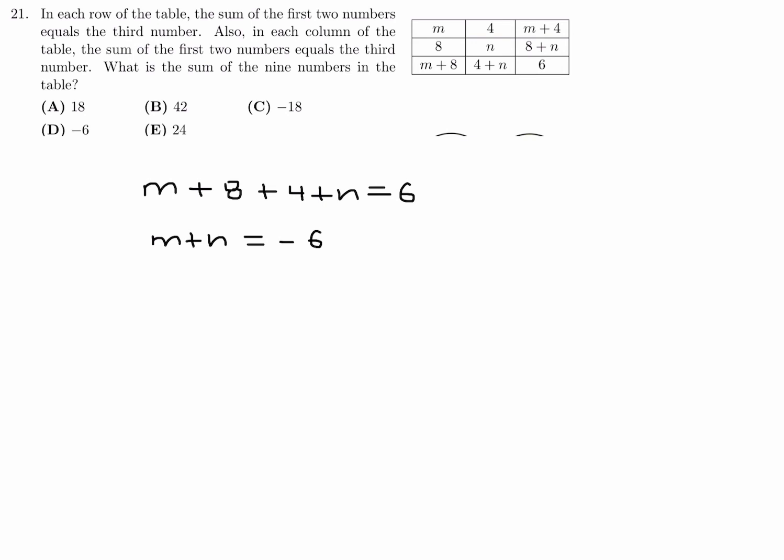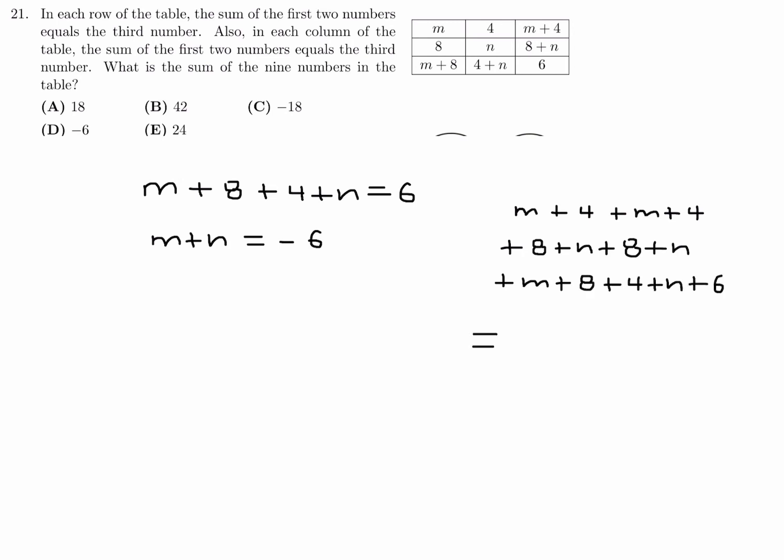So now let's just jump to what they want, the sum of the 9 numbers. So let's add up all these 9 guys. So that's going to be, let's see here, m plus 4 plus m plus 4 plus 8 plus n plus 8 plus n plus m plus 8 plus 4 plus n plus 6. And if you add up all these guys, you get 3m plus 42 plus 3n. Factor out the 3, and that will give you m plus n plus 42.